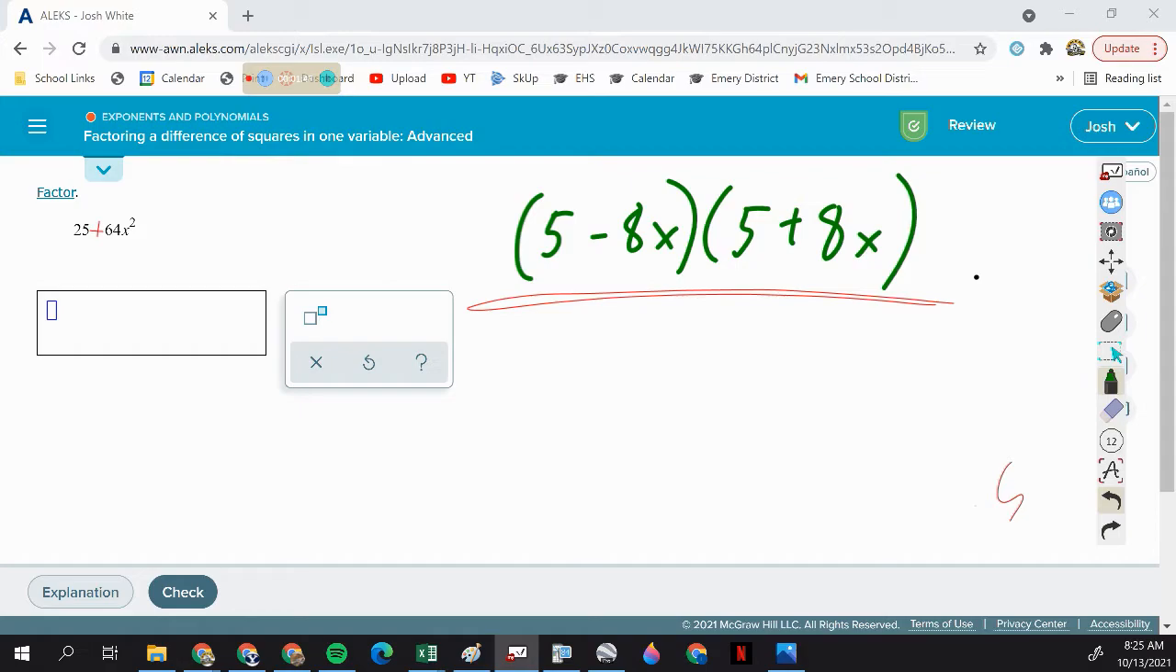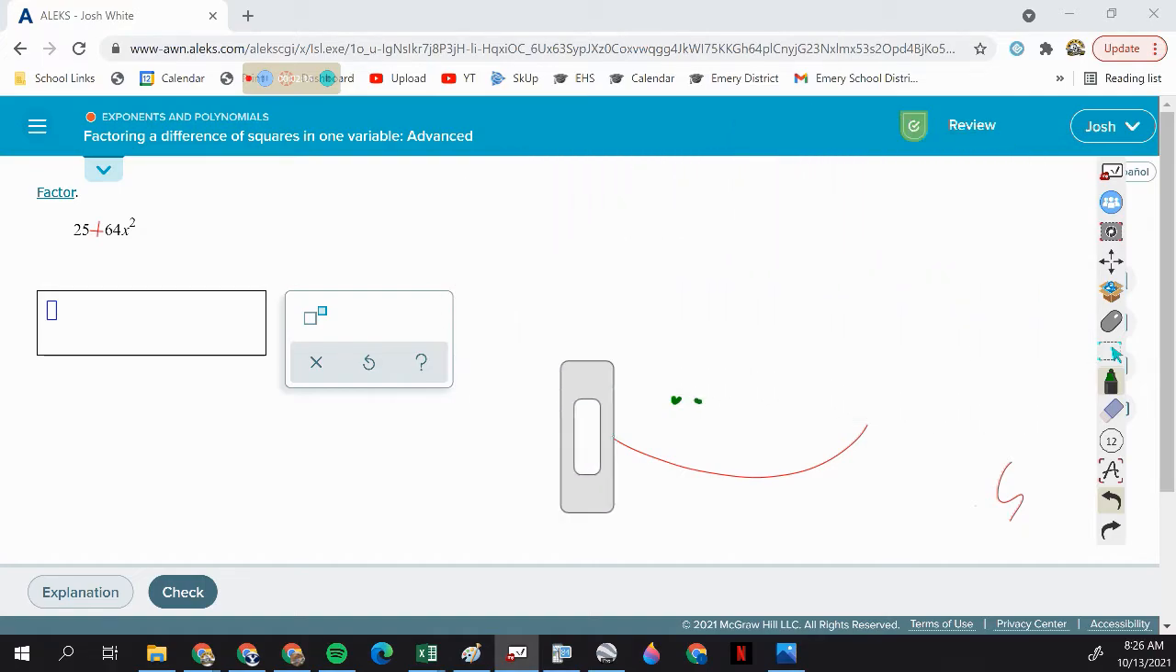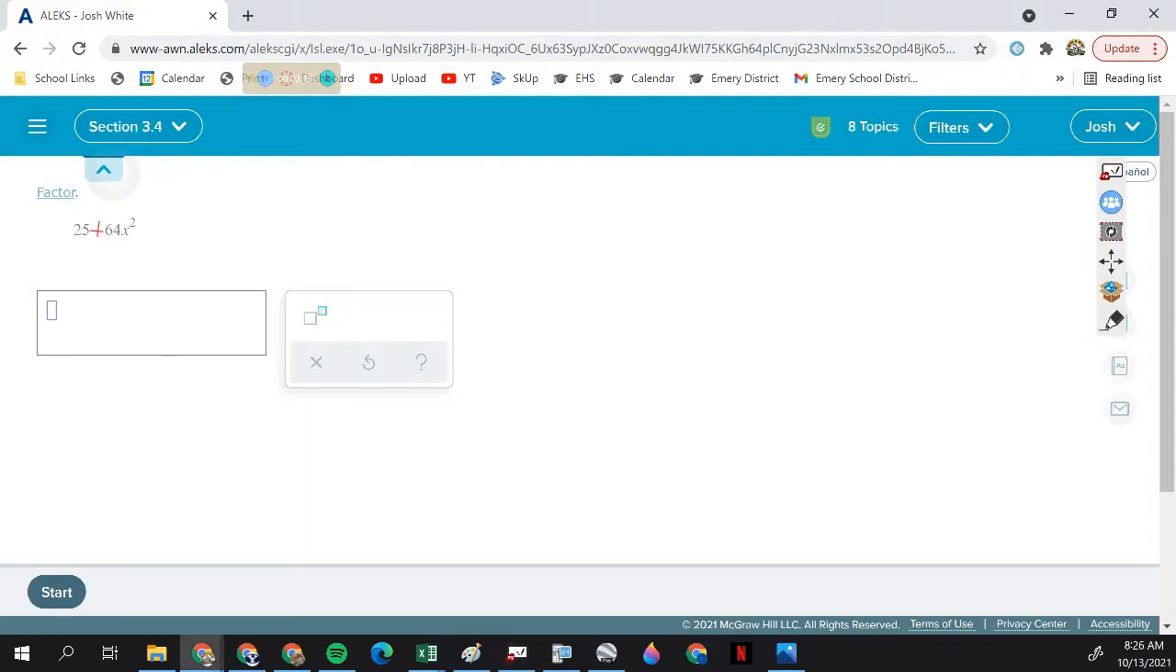They are called conjugates. And whenever you multiply conjugates together, so this would be 25 plus 40x minus 40x minus 64x squared. Every single time you multiply conjugates together, you're going to have opposite terms in the middle, and they fight it out and cancel and turn into 0. So every difference of perfect squares will factor into conjugates.